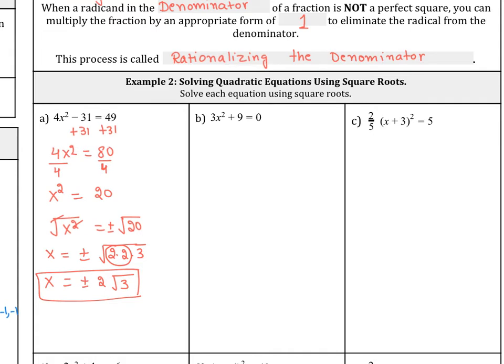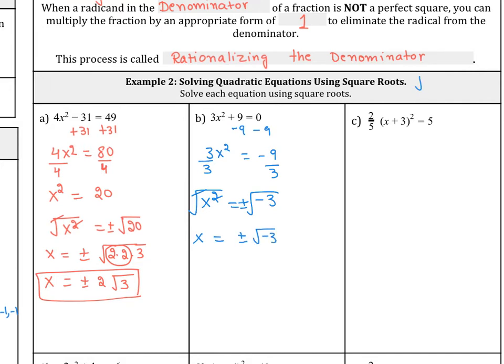For question number B, you're going to subtract 9 on both sides. So 3x squared equals negative 9. Divide 3 on both sides, you get x squared equals negative 3. Now you're going to take a square root on both sides. You get here plus or minus square root of negative 3. On this side, the square and square root cancel. So you get x equals plus or minus square root of negative 3.